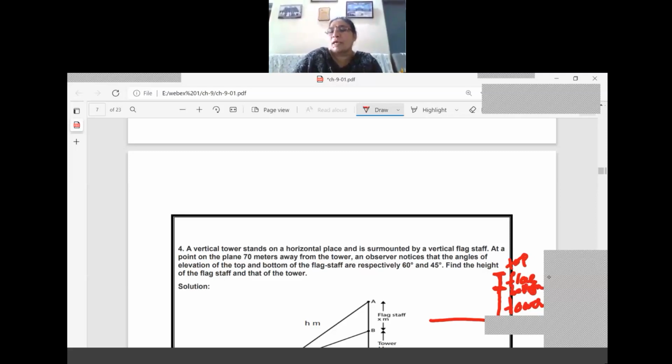You should be very careful. The bottom part of the flag will be the top of the tower only. So now read the question. A vertical tower stands on the horizontal plane, surmounted by a vertical flagstaff. This much only we can draw from the first sentence.